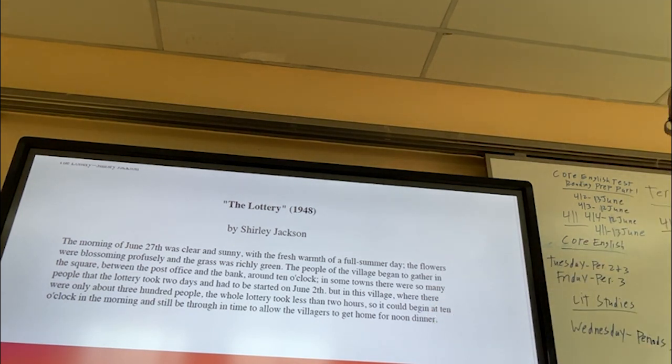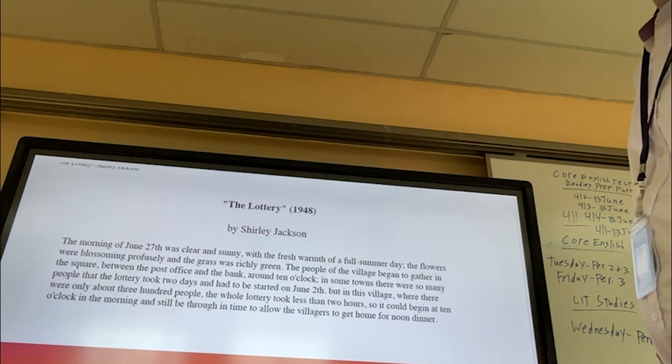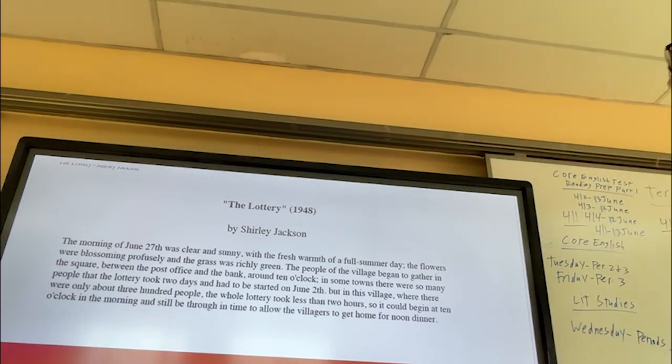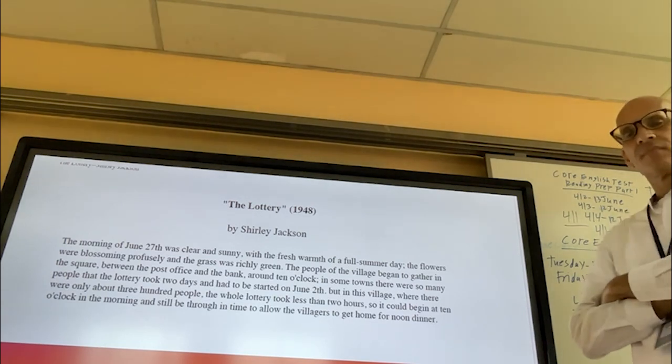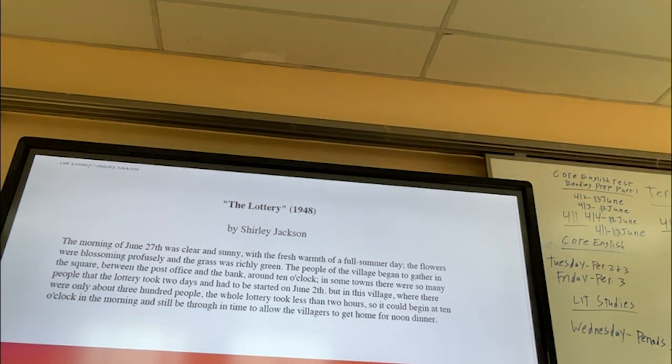The morning of June 27th was clear and sunny, with the fresh warmth of a full summer day. The flowers were blossoming profusely, and the grass was richly green. The people of the village began to gather in the square, between the post office and the bank, around 10 o'clock. In some towns, there were so many people that the lottery took two days and had to be started on the 26th. But in this village, where there were only about 300 people, the whole lottery took just two hours, so it could begin at 10 o'clock.